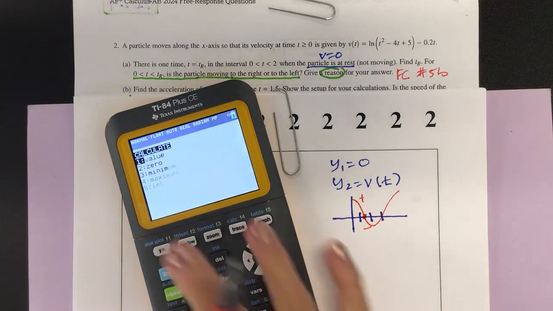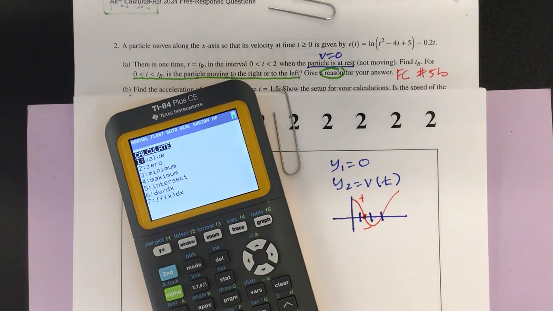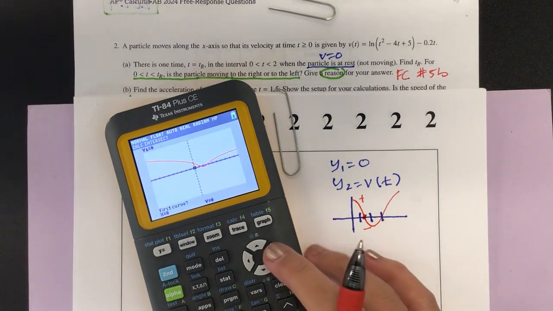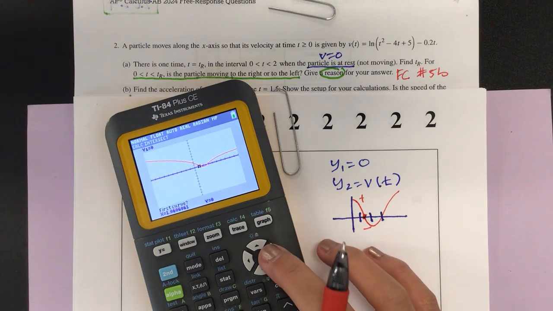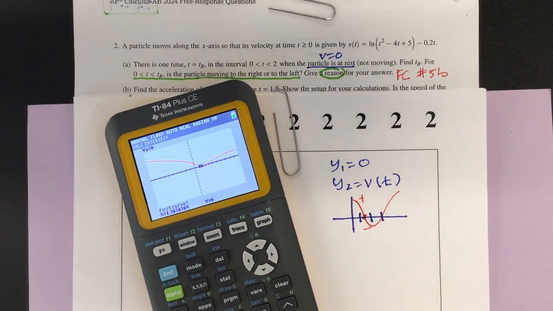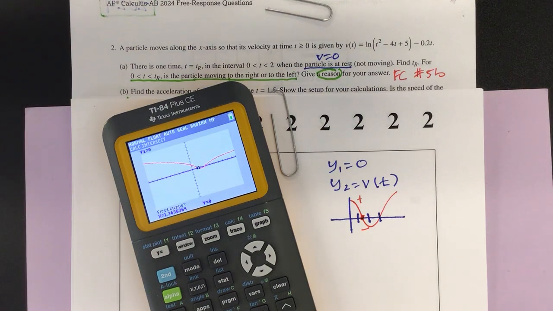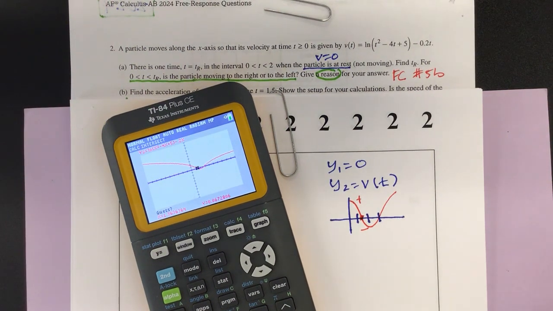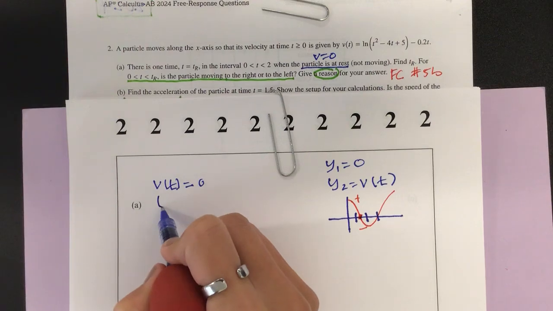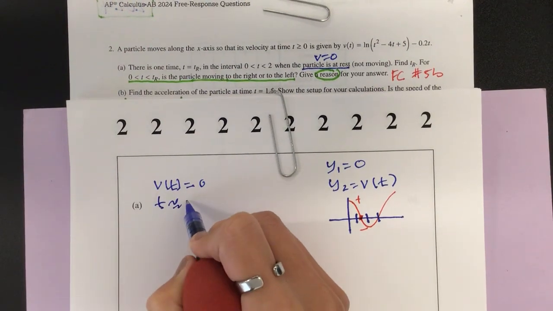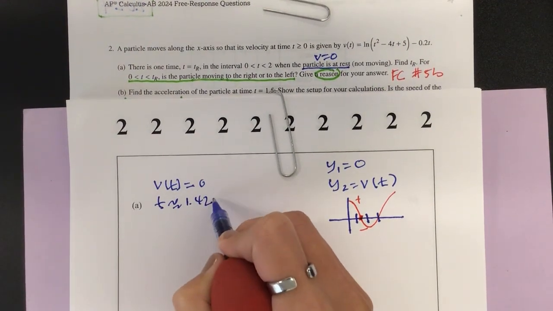When you go to second calc, number 5 is the intersect. Again, second calc, number 5. Then get your cursor pretty close to the first 0. When you press enter 3 times, it's going to give you the accurate value. Did y'all get 1 point something? 1.4 what? 1.426, I agree.